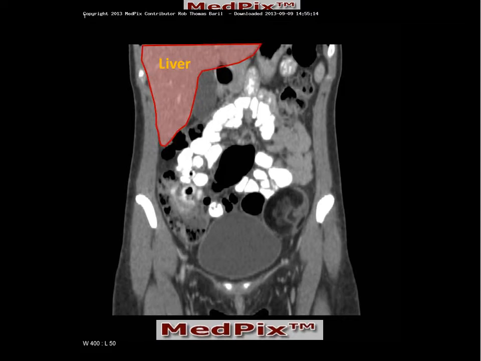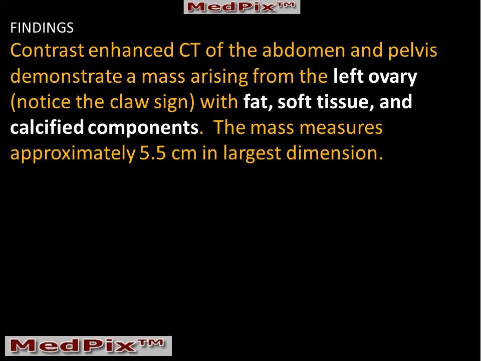In this coronal reconstruction, we can see the liver, the urinary bladder, again the region of the cecum, terminal ileum, and the appendix with some fluid, but there is also a mass in the left lower quadrant. What is this mass in the left lower quadrant?